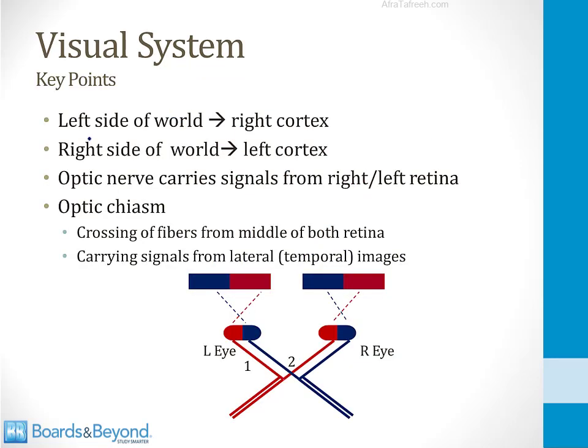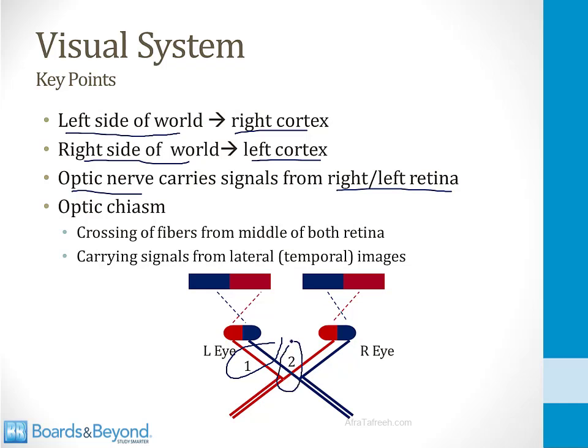So that's a lot to remember, so let me highlight some key points about the visual system to keep in mind. The left side of the world is perceived by our right visual cortex and the right side of the world by our left cortex. The optic nerve, which is point 1 shown in this drawing here, carries signals from the left and right retina to the brain. The optic chiasm, which is point 2 in this drawing at the bottom of the screen, has fibers crossing from the middle of both retinas. However, those fibers on the middle portions of both retinas are perceiving the lateral world, or the temporal portions of the world, and this will be important in a minute when we talk about bitemporal hemianopsia.